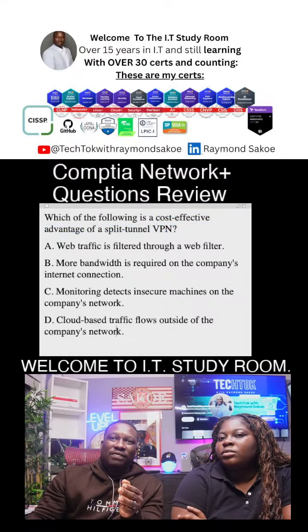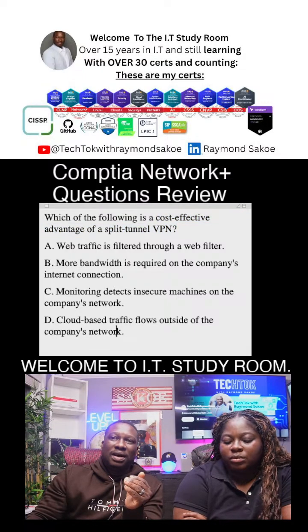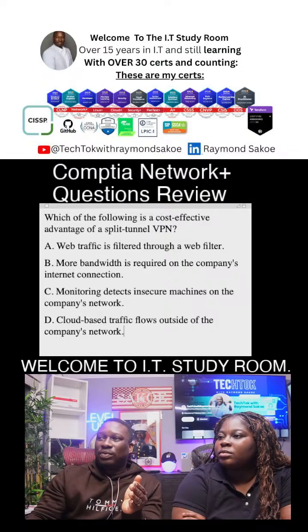Remember, all traffic that goes to your company network takes up bandwidth.